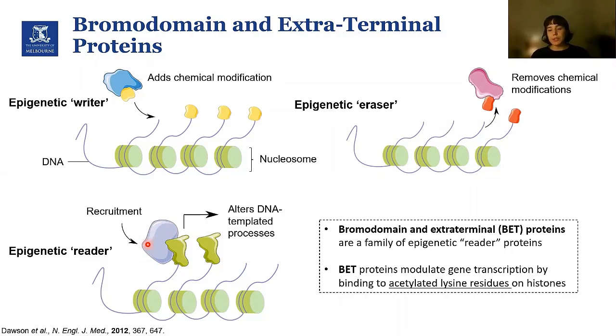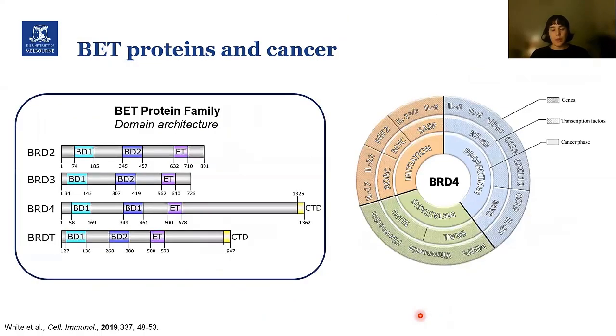Now, these BET proteins are a type of epigenetic reader protein, and what they do is they bind to acetylated lysine residues on histones. Within this family, there are 4 proteins. There's BRD2, 3, 4, and testis-specific BRDT. And these are all similar in that they all contain 2 tandem bromodomains. So these are highly conserved motifs which bind to these acetylated lysine residues on histones.